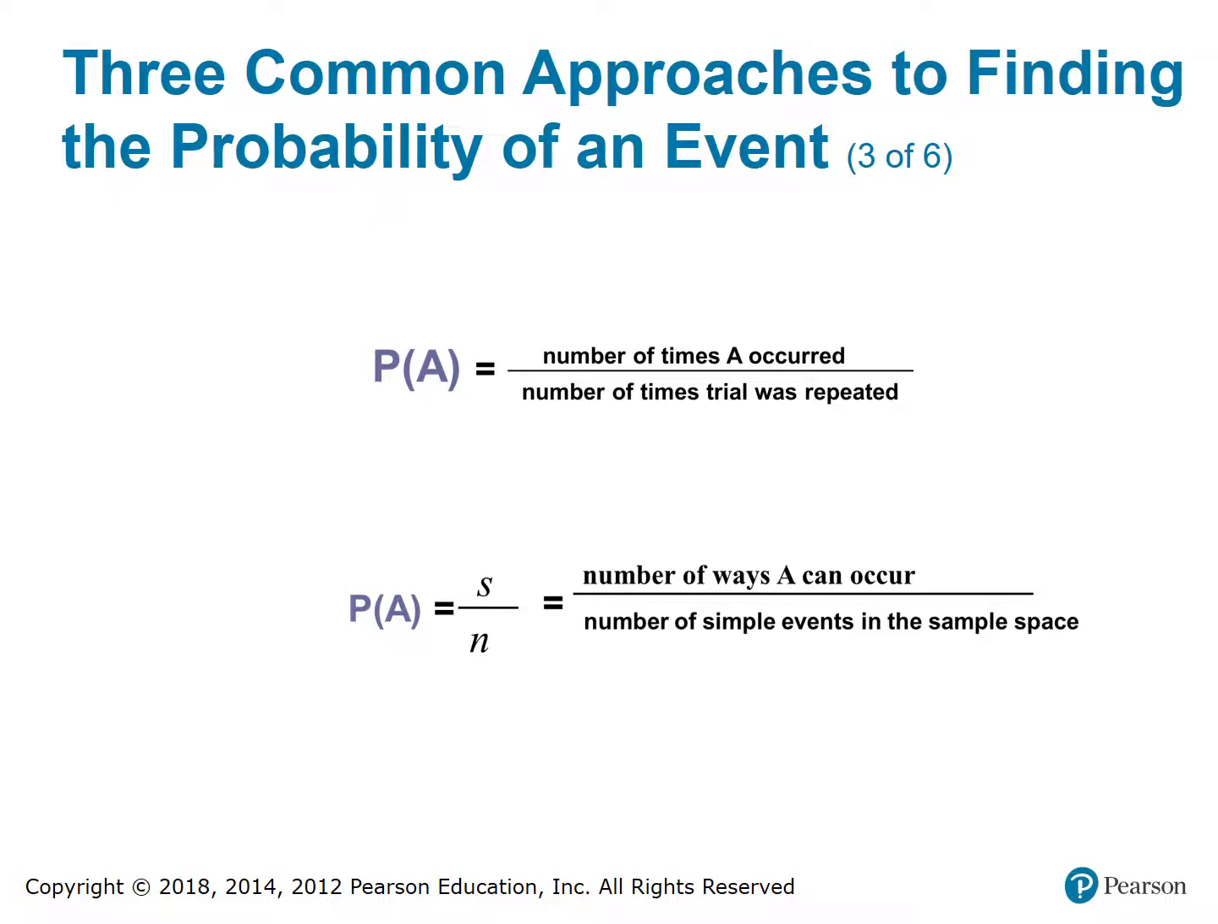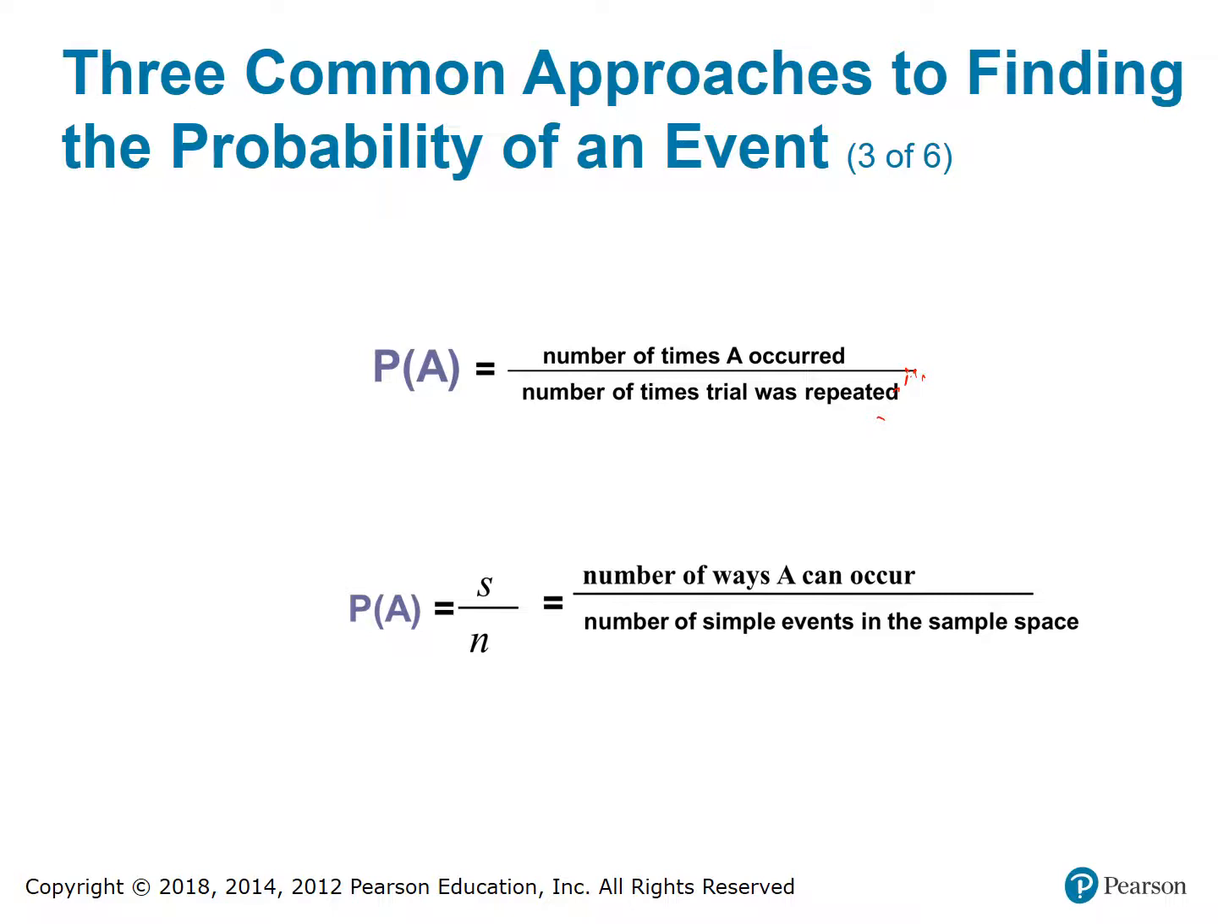Okay. So the common approach to defining the probability of an event is to simply take the number of times A occurs and divide it by the number of trials it was repeated. This assumes that each event is equally likely to occur. The other way is simply take the number of ways A can occur and divide it by the number of simple events in the sample space.